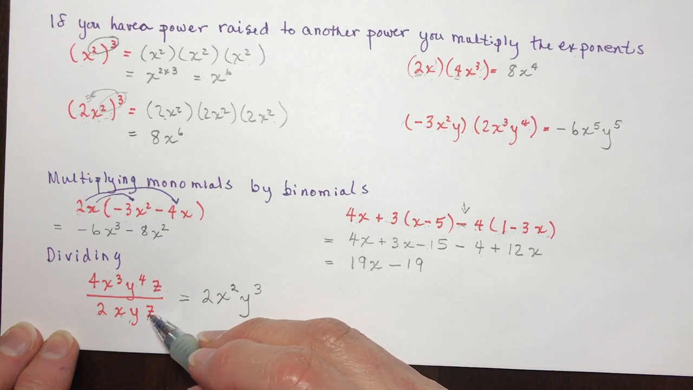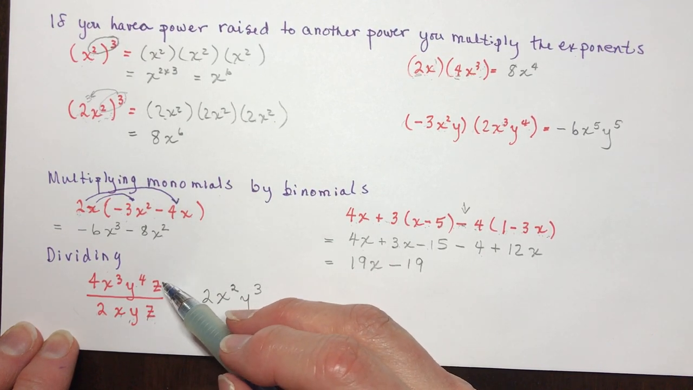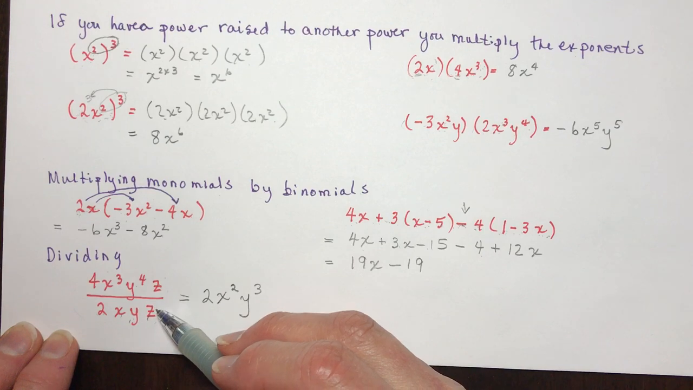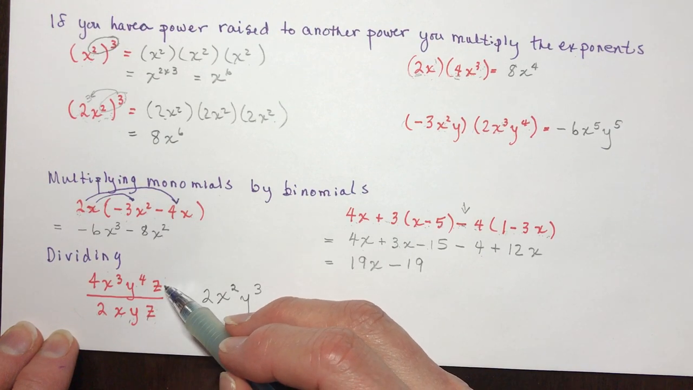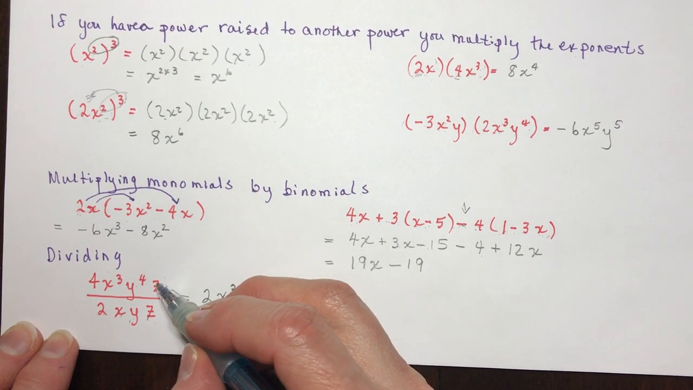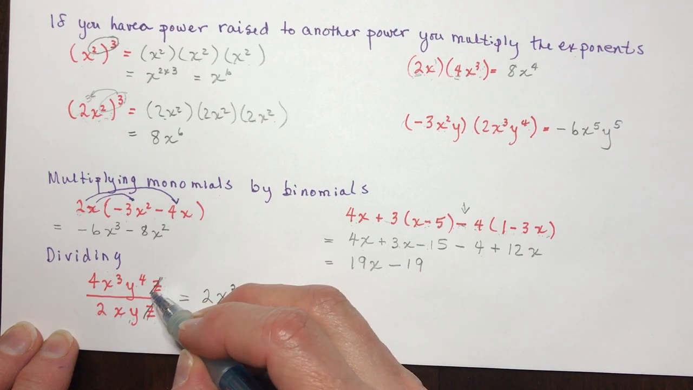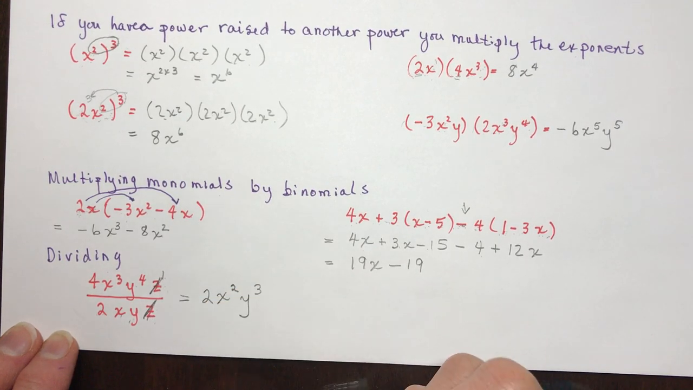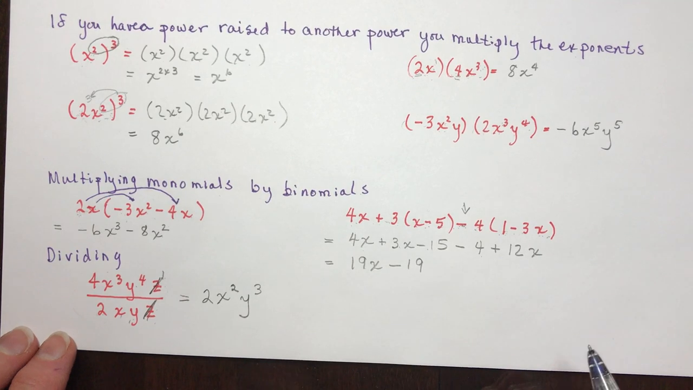And z divided by z, so that's z to the power of 1 minus 1. That's z to the 0, which is just 1, right? Because they divide into each other. They're the very same. They go in once. So there's your dividing question.